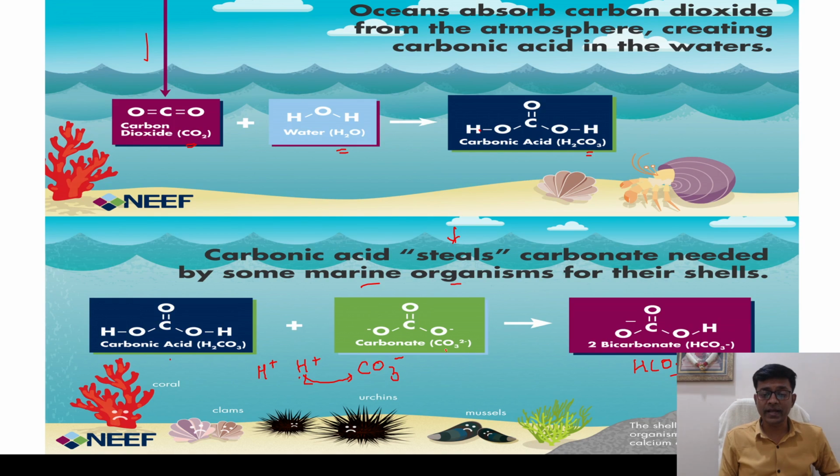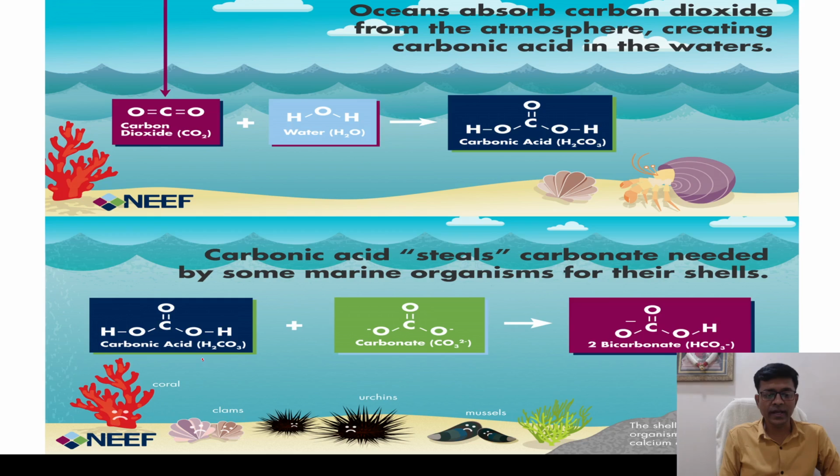Now normally this carbonate is required by mussels, urchins. This is also required by clams. This is also required by corals to form their body. But now this CO3 is being used by the H positive ions, right? And by using this CO3, these H positive ions are forming two HCO3 negative ions.